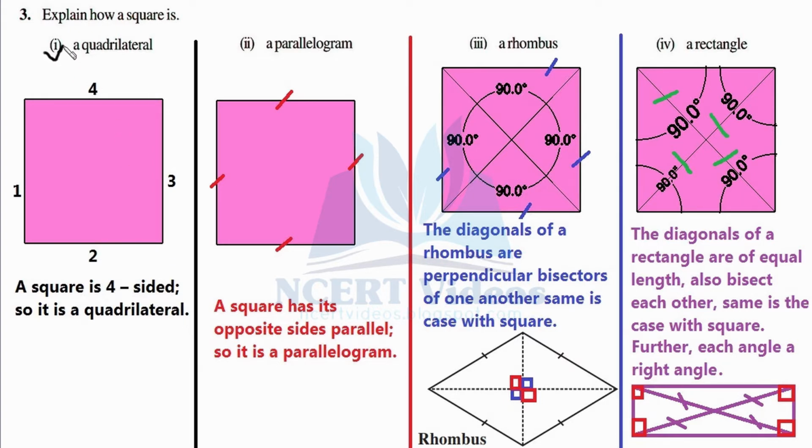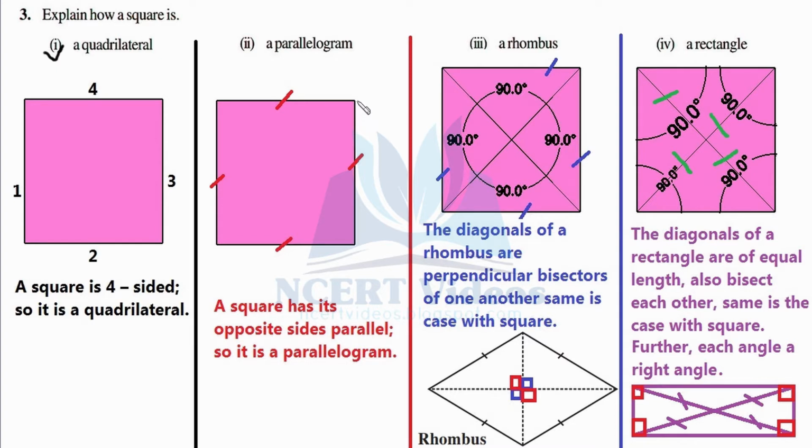That is the first part. Now we have to explain how a square is a parallelogram. So what are the conditions for a parallelogram? Opposite line segments should be equal and parallel to each other. A square meets this condition, as you can see: opposite line segments are equal and parallel to each other. Again, opposite angles should be equal to each other, so here 90 degrees.